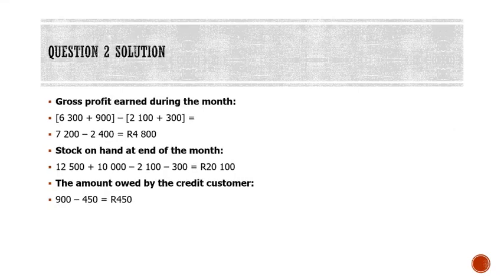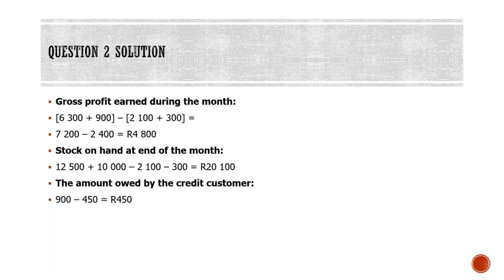So gross profit earned during the month. Remember, we sold products for cash to the amount of 6,300 Rand, and then later on we sold products on credit to the value of 900. So our total sales equals 7,200 Rand, but we need to deduct our total cost of sales.